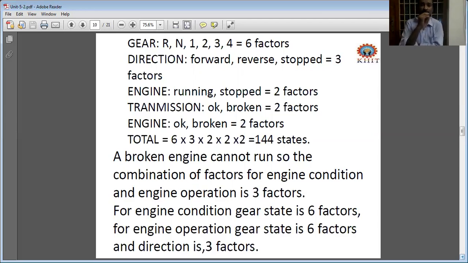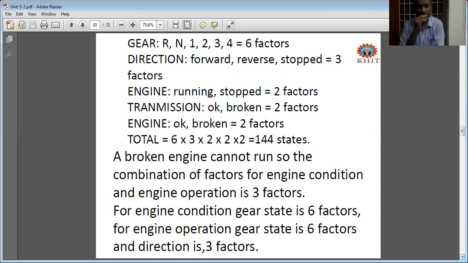3 factors are there. Engine: running engine, stopped engine. 2 factors are there. Transmission: transmission is okay, transmission is broken. 2 factors are there. Engine is okay, broken. That equals 2 factors. So in total, gear, direction, engine: 6 into 3 into 2 into 2 into 2, that equals 144 states.